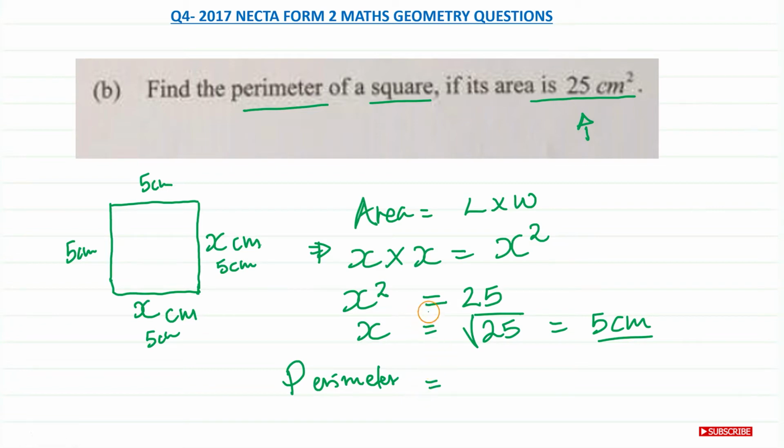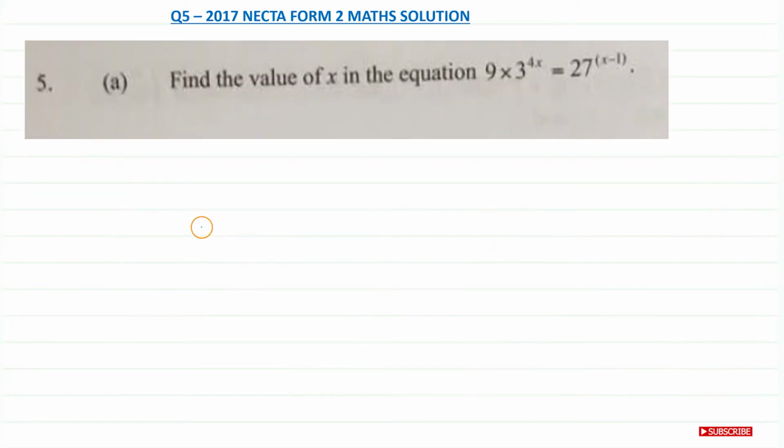So it's 5 times 5, 5 plus 5 plus 5 plus 5, which is going to be 5 plus 5 plus 5 plus 5, which is 20 centimeters. You can easily also do 5 times 4 because there are 4 sides, which will give you the same answer, 20 centimeters.